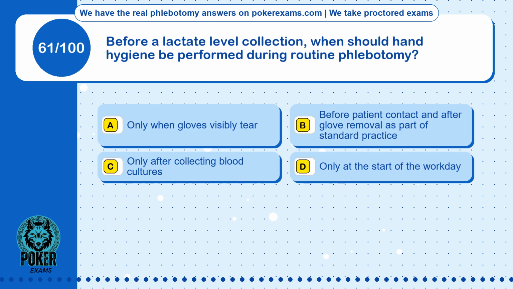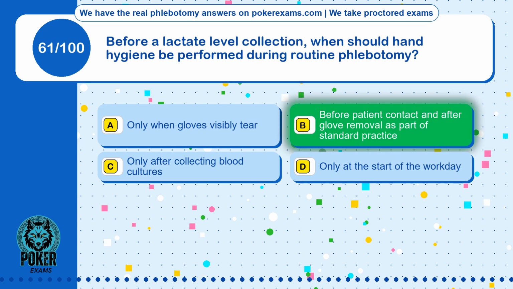Question 61. Before a lactate level collection, when should hand hygiene be performed during routine phlebotomy? Option A. Only when gloves visibly tear. Option B. Before patient contact and after glove removal as part of standard practice. Option C. Only after collecting blood cultures. Option D. Only at the start of the workday.